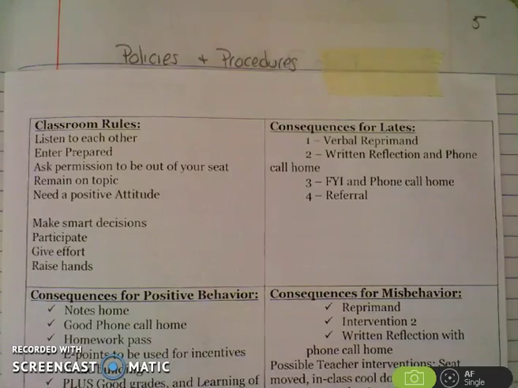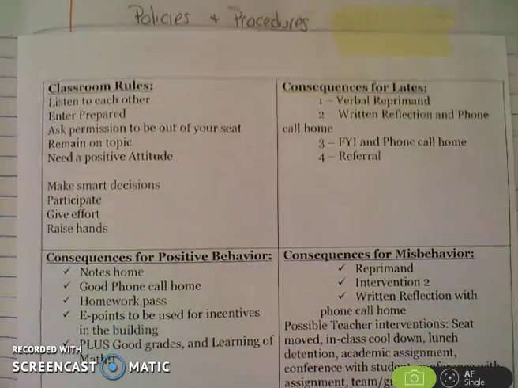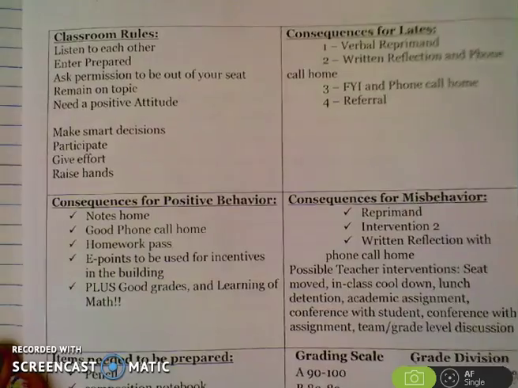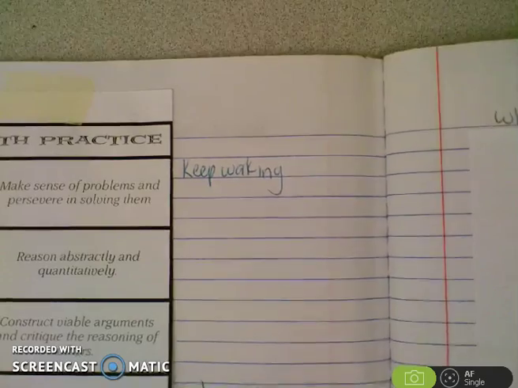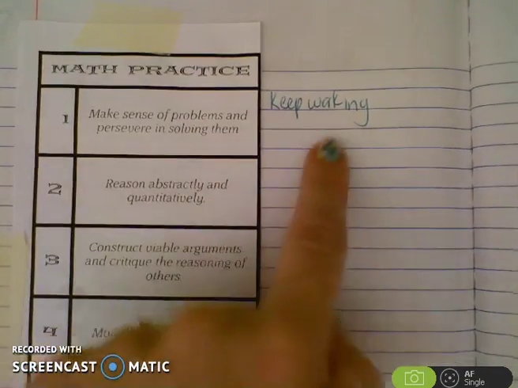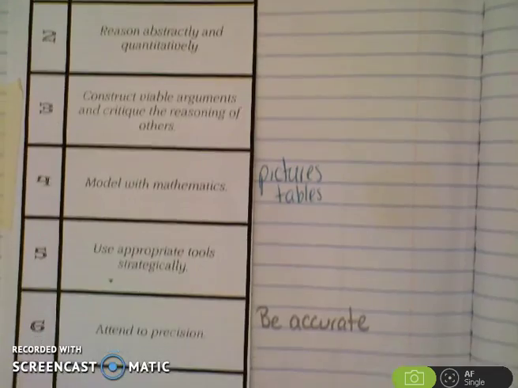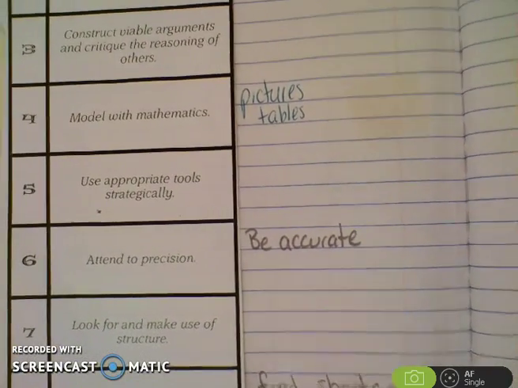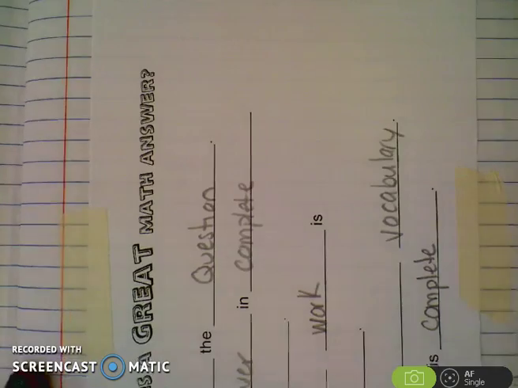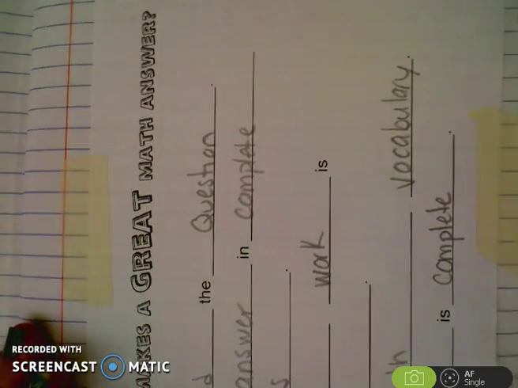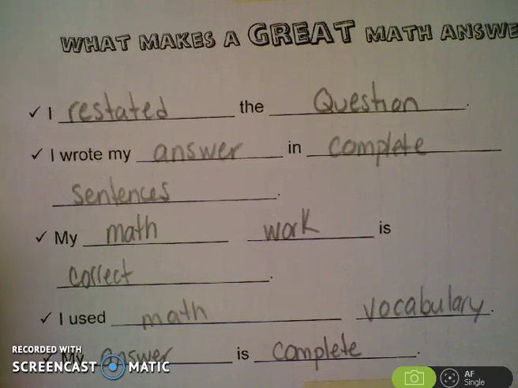Then page 5 is the classroom policies and procedures. This paper can be picked up at the back of the room in the black extra work bin. Page 6 are our math practices, and we've been adding in little notes about each math practice as the year goes on, so we know kind of what each one means. Then we have a quick paper that just reminds us about what makes a great math answer. Again, this paper can be picked up at the back of the room.